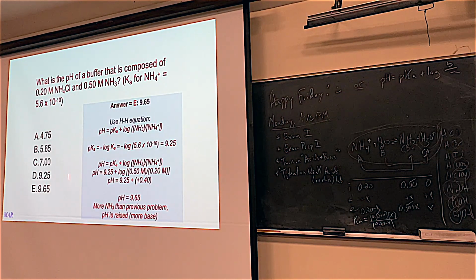Don't believe me? Don't worry about it. Plug it into good old Henderson-Hasselbalch. pH equals pKa plus log base over acid, 0.5 over 0.2. And sure enough, it does become more basic. So you can see how this stuff is all coming together. And that's why I keep going over it. You add a base, pH should go up. You add an acid, pH should go down. It applies to buffers. It applies to everything.